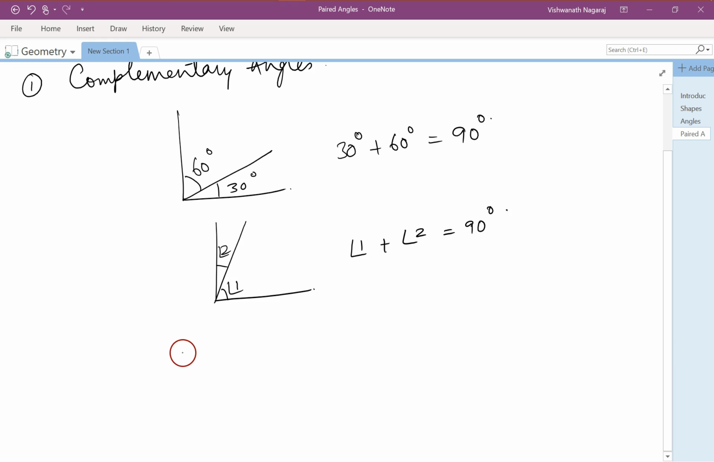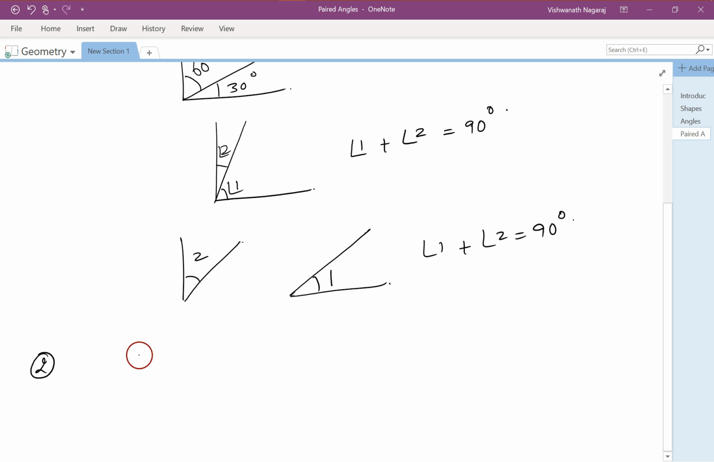Another thing, it's not necessary that they be adjacent to each other. Right? They could be something like this. Let's say angle 1, and so angle 1 plus angle 2 equal to 90 degree. We say they are complementary angles.